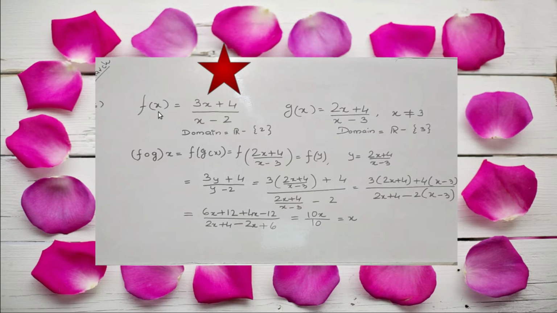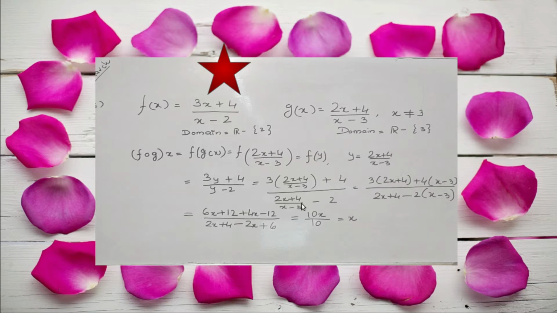And we know that f of x is 3x plus 4 divided by x minus 2. So f of y is 3y plus 4 divided by y minus 2. Now replace this y by the expression 2x plus 4 by x minus 3. So we get 3 into (2x plus 4 by x minus 3) plus 4 divided by (2x plus 4 by x minus 3) minus 2. In the numerator take common denominator x minus 3, so we multiply 4 by x minus 3. So 3 into (2x plus 4) plus 4 into (x minus 3).